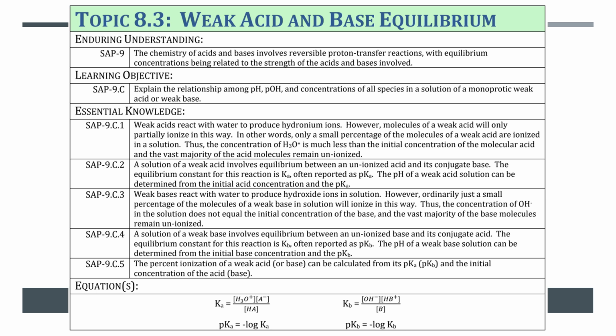So there are a couple of equations to look at. You have a K sub A and a K sub B. We'll talk about how to use those. So for K sub A, it's the hydronium ion times the anion over the weak acid concentration. For K sub B, it's the hydroxide times the HB plus over the concentration of just B. So B represents any base. pKa, and we're also going to talk about pKb, is the negative log of those Kas and Kbs, which you will be able to calculate in a bit.